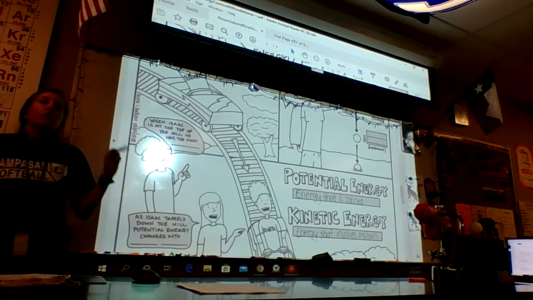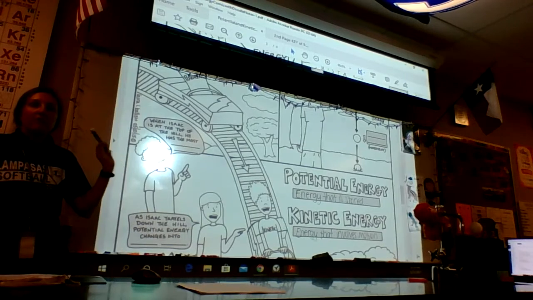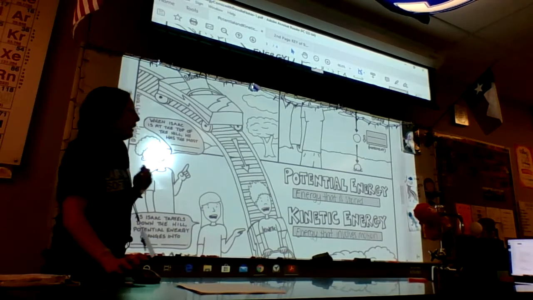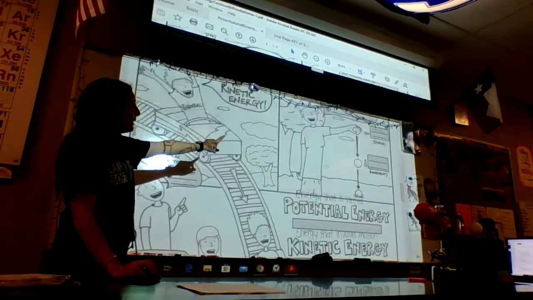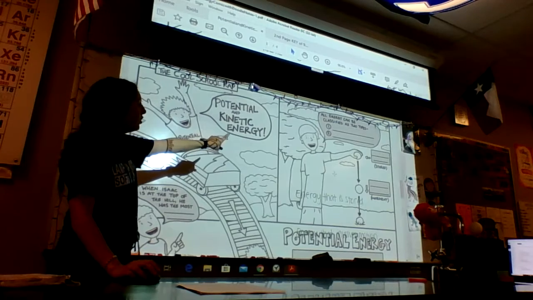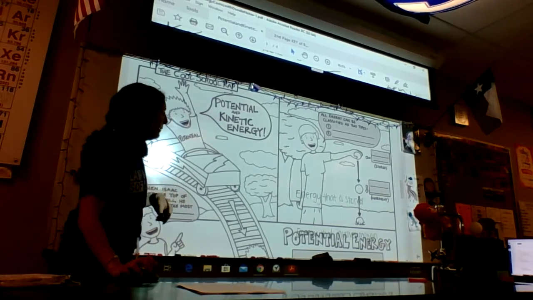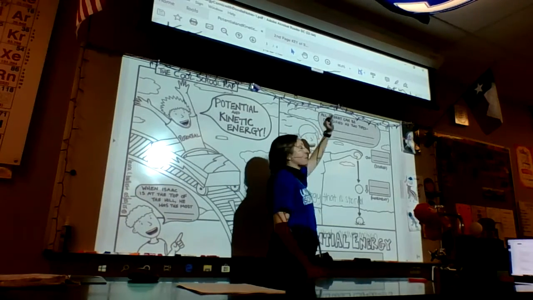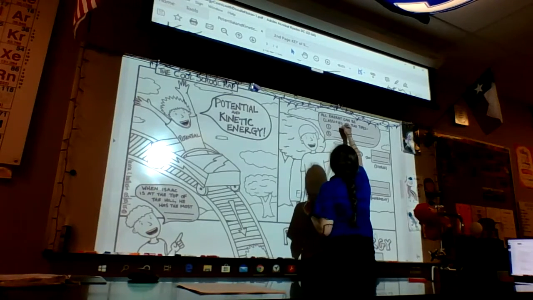So what we're going to do is work our way through the rest of this note sheet and identify examples of potential energy and kinetic energy in different pictures. The first area we're going to go to is this top right picture. We have this girl holding a ball and it shows that she drops it. So let's fill out this square first. All energy can be classified as two types. What are those two types? Potential and kinetic.